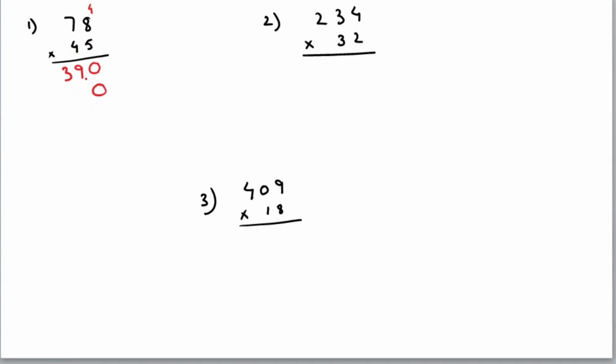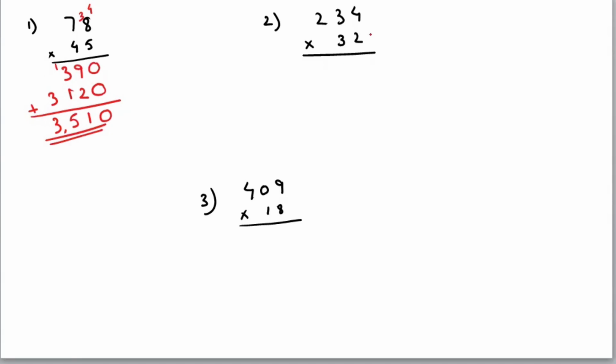And we have to shift left. 4 times 8 is 32. 3 is the carryover. And 4 times 7 is 28. 28 plus 3 is 31. Now, in the final step, what we have to do? We have to add. 0 plus 0 is 0. 9 plus 2 is 11. 1 will be carry over. 3 plus 1 is 4 plus 1 is 5. This is 3. This is the answer.